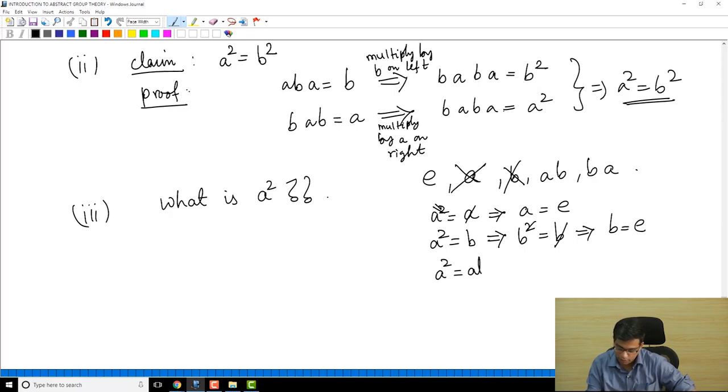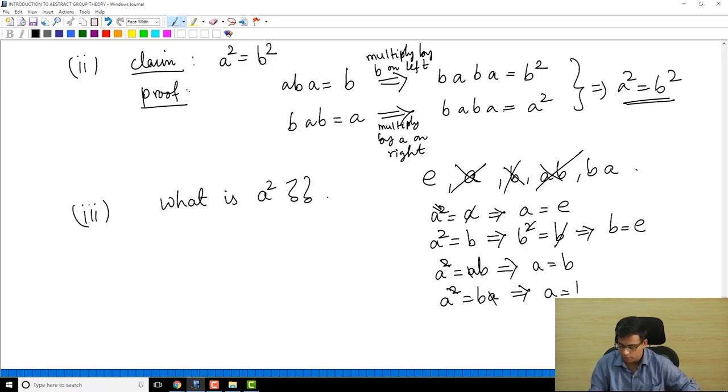Can A squared be AB? If A squared is AB, I cancel A on both sides to get A equal to B, which is also not possible. A and B are distinct elements. So A squared cannot be AB. Can A squared be BA? That would give me, cancelling A, again A equal to B, which is also not possible. So A squared cannot be A, B, AB or BA. So, A squared must be E.